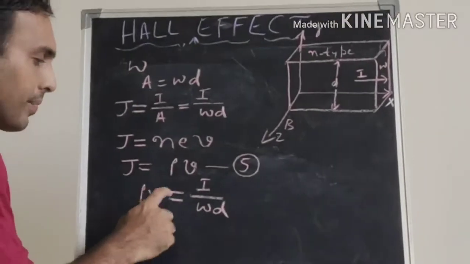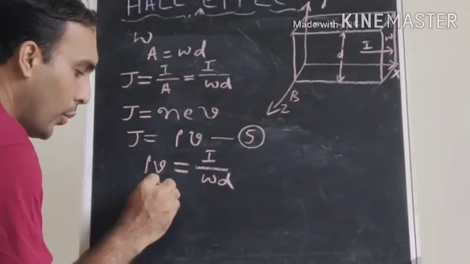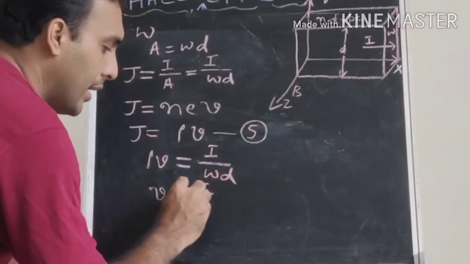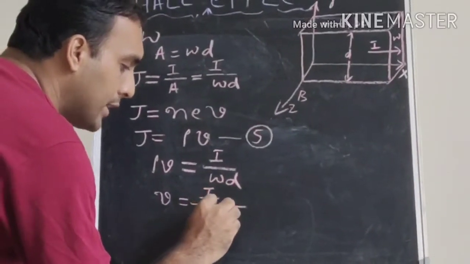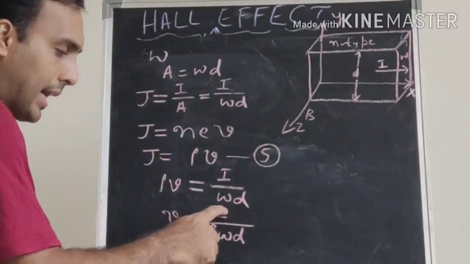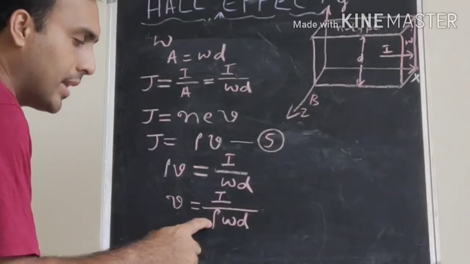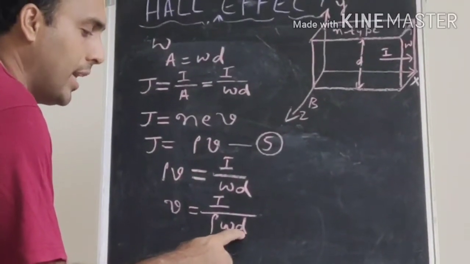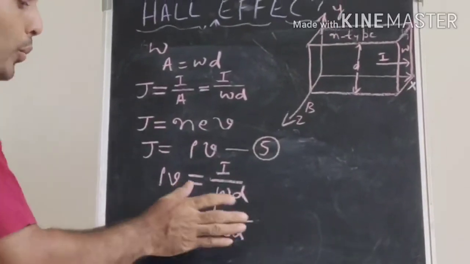Therefore, what is V? From this we can write V is equal to I by rho into W into D. Therefore, drift velocity V is equal to the current I divided by the charge density into the thickness into the distance between the upper end and the lower end of the material. So now we got V.